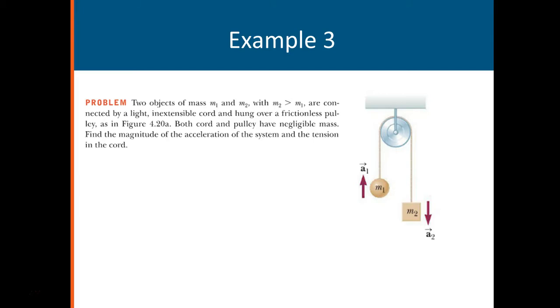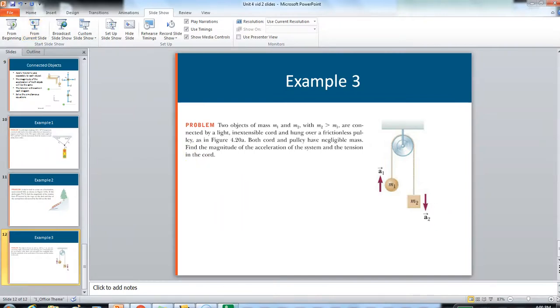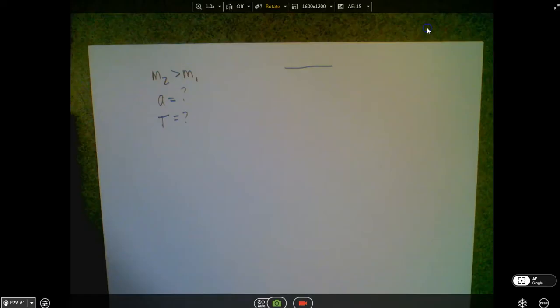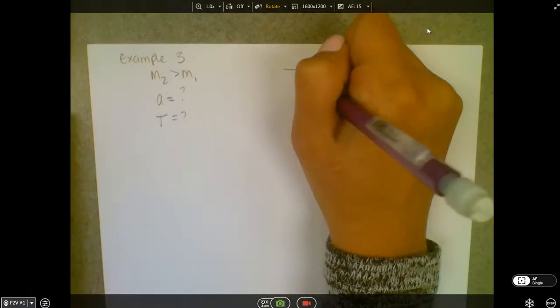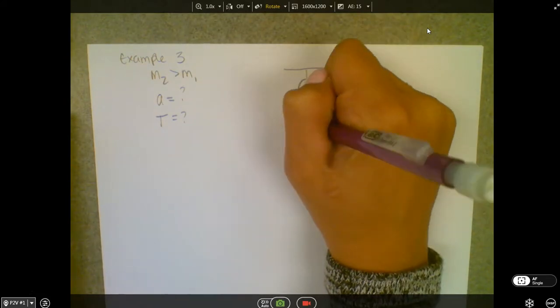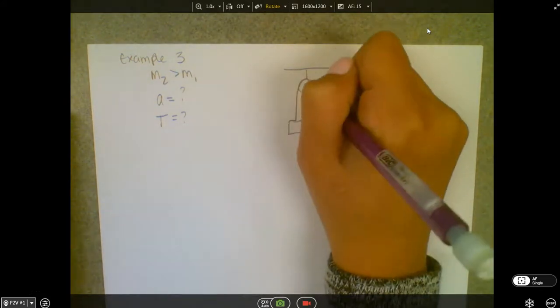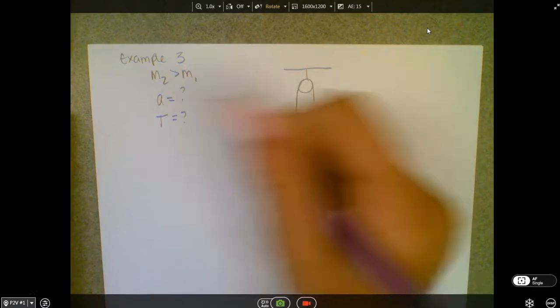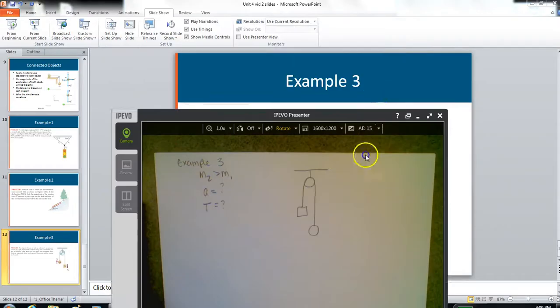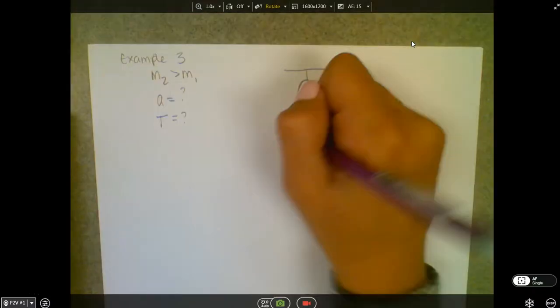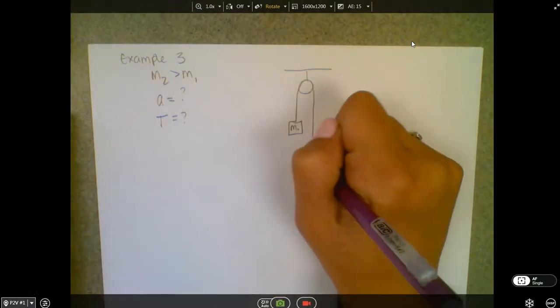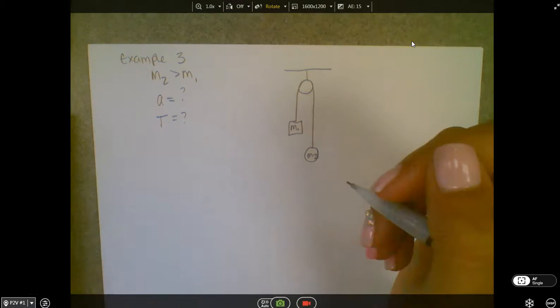I'm going to draw myself a picture. So I'll get you guys over here so you can see it. So this is example 3. My picture looks like this. I have a pulley, and I have these 2 objects. And I'm not sure if I matched the same shape. No, I switched it. That's okay, doesn't matter. Mass 1, mass 2. Now they said mass 2 is bigger than mass 1.